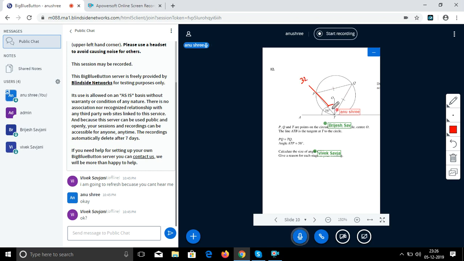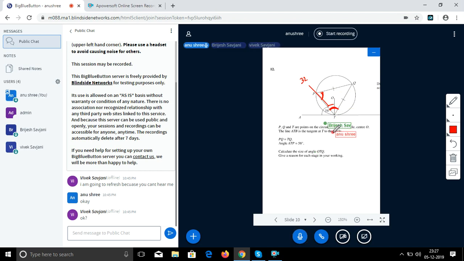Now what you have to do is calculate this whole angle. First you have to calculate this whole angle. And how can you calculate that? This is an isosceles triangle and the opposite angles are equal. Now calculate TPQ. QPT and TPQ, because they are isosceles triangle, the opposite angles are equal. So this angle is equal to this angle. Is this clear?